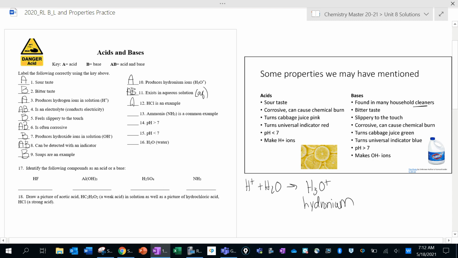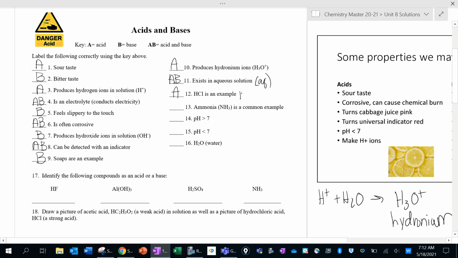HCl is an example of an acid. Something you'll notice about the acids, they tend to start with a hydrogen. So for example, HCl, HNO3, H2SO4, those are all examples of acids.